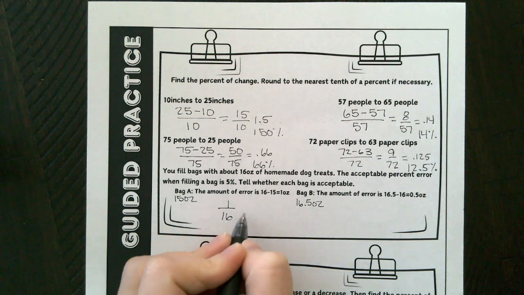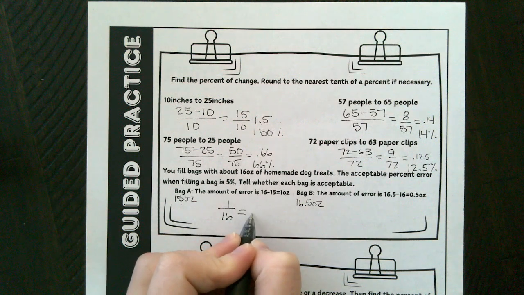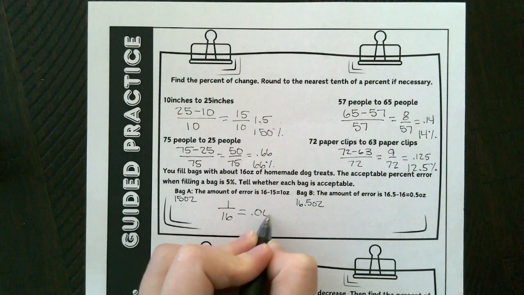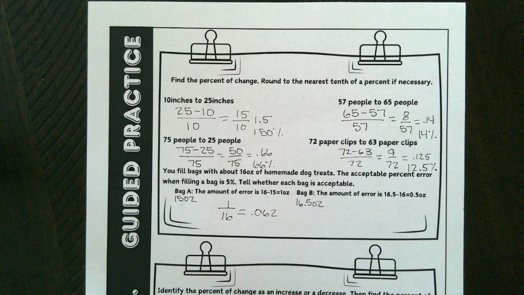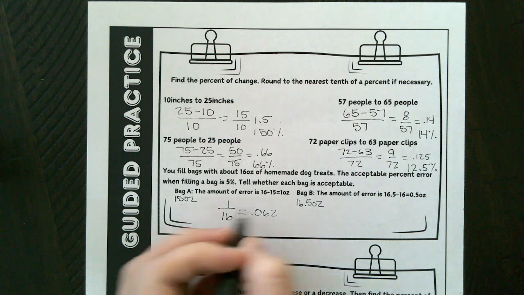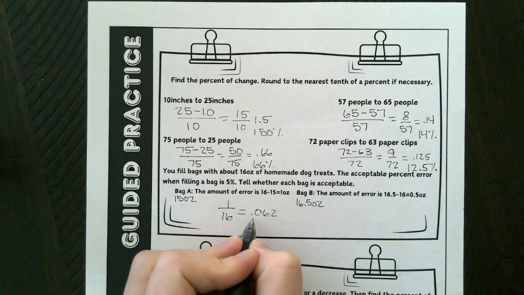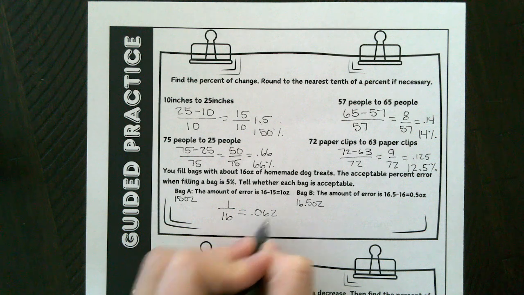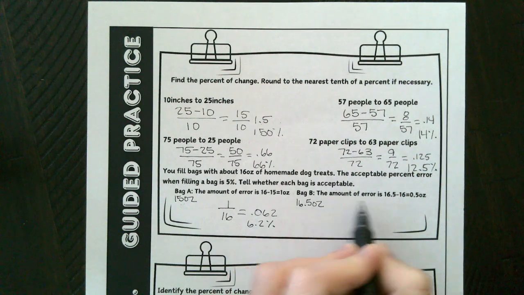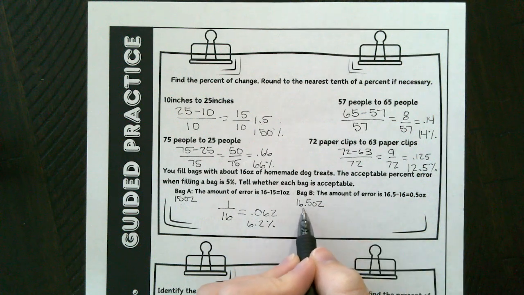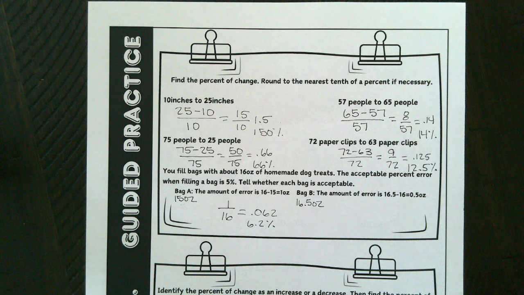So 1 over 16 divides out into 0.06. We'll just stop right there. So 62 thousandths. And then I'm going to change this into a percentage. So move my decimal 2 places to the right, 6.2%.